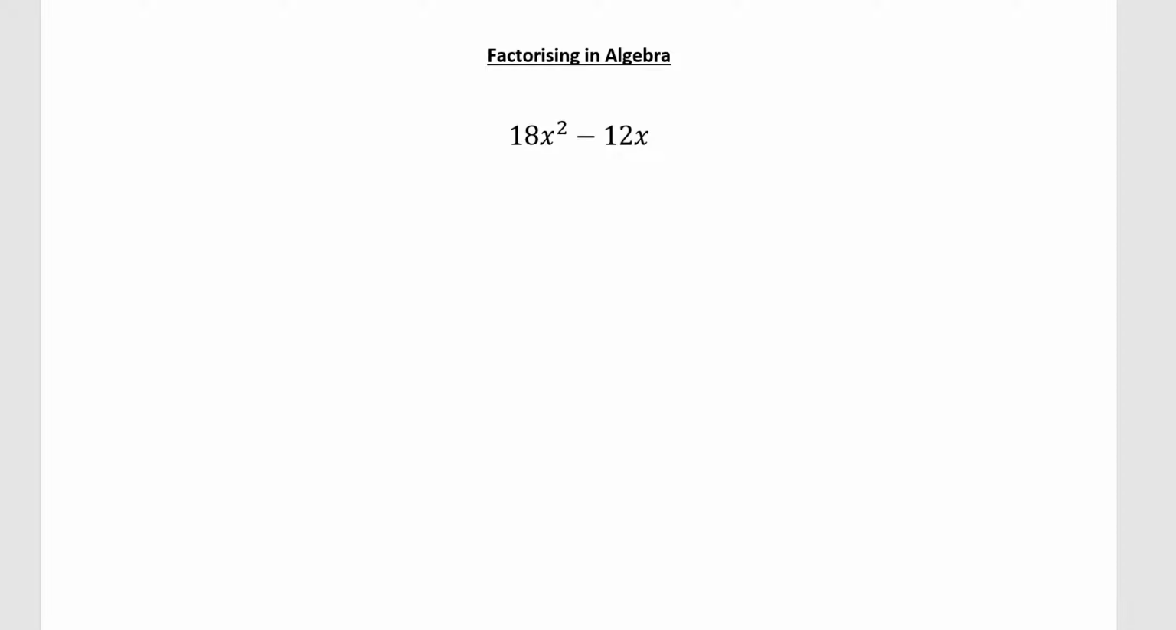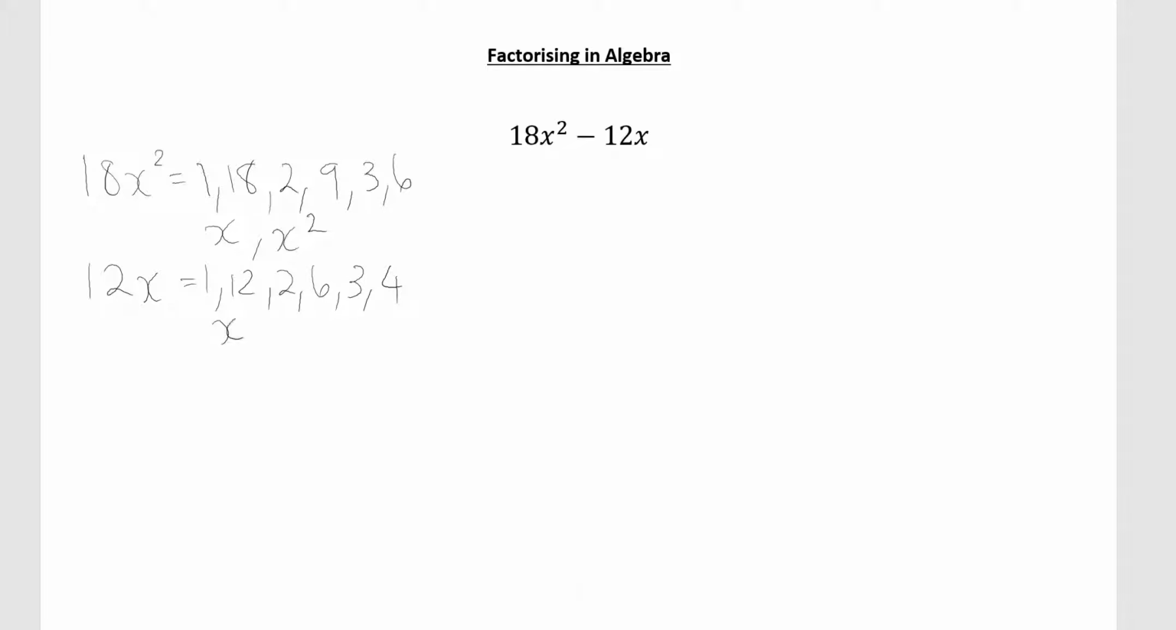So until you get used to trying to find out what the factors are, it's a good idea to write down all your factors. So I'll write down the factors of 18, and notice I write them in factor pairs. So 1 times 18 is 18, 2 goes into it 9 times, 3 goes into it 6 times, and you'll notice that I have an x and I have an x squared, so they're also factors. Now I'll look at 12x. So I've got 1 times 12 is 12, 2 goes into it 6 times, 3 goes into it 4 times, and I also have a factor of x.